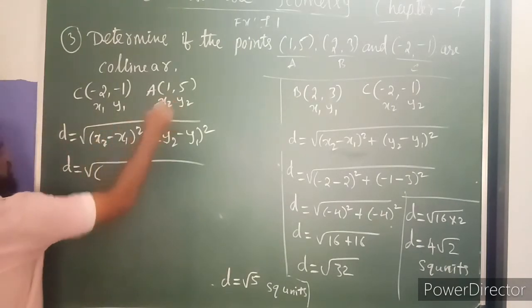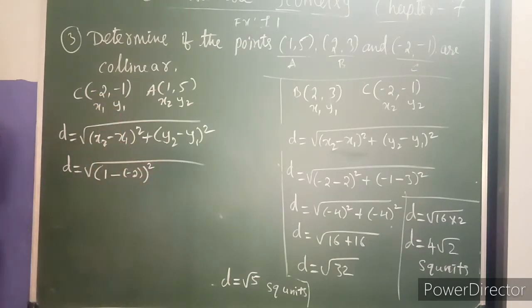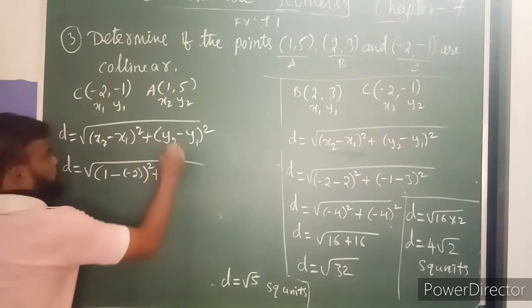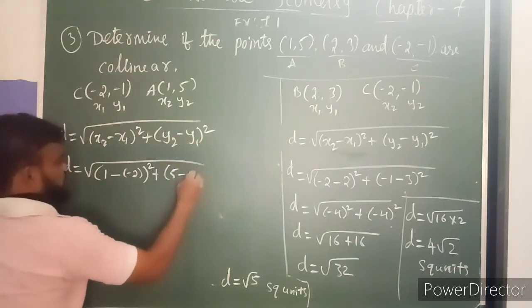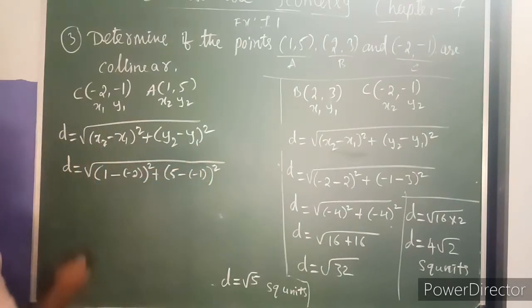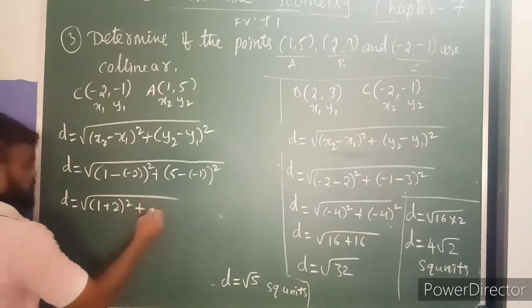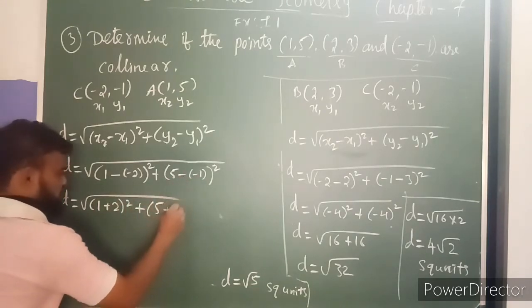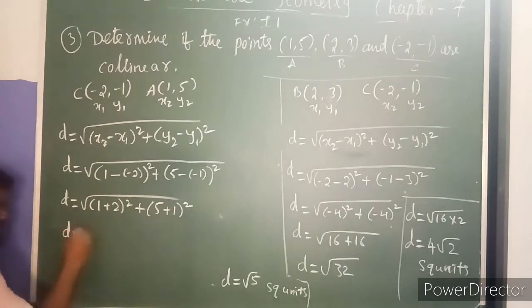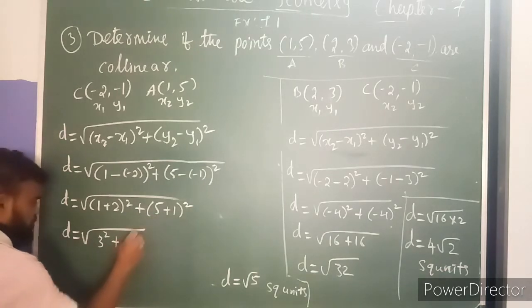Now x2 is 1, minus x1, which is minus 2, and the whole square. But both are minus, the double minus sign is there, so we have to put it in bracket form. Now plus y2, which is 5, minus y1, which is minus 1, the whole square. And d is equal to 1 minus into minus, plus 2 whole square, plus 5 minus into minus, plus 1 whole square. And d is equal to under root 2 plus 1 is 3 whole square, plus 5 plus 1 is 6 whole square.